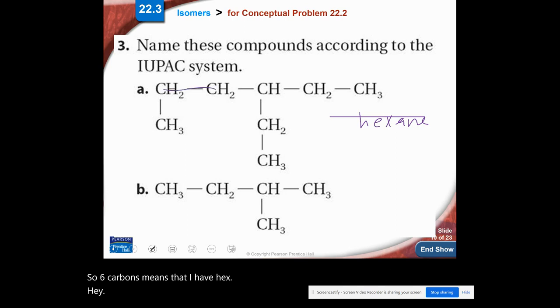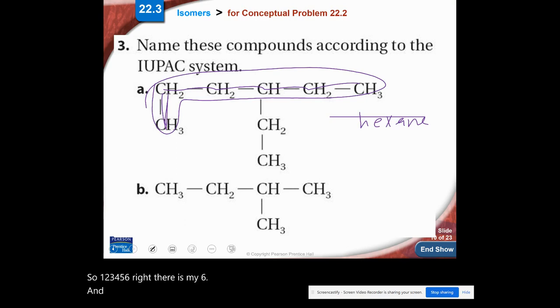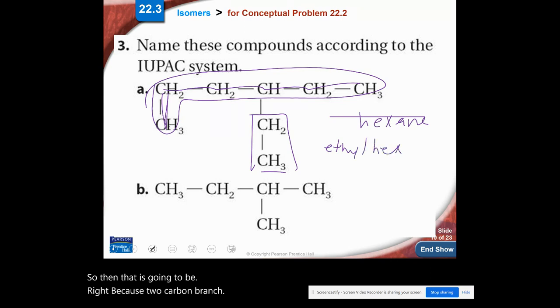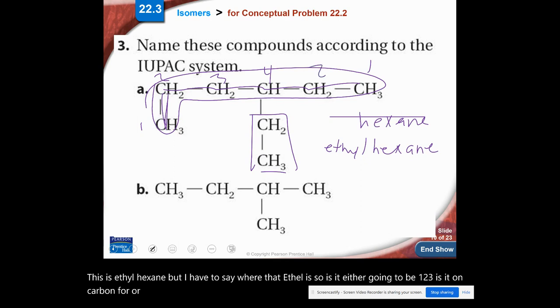So 1, 2, 3, 4, 5, 6. There's my 6. And I have a branch, and my branch has 2 carbons. So that is going to be ethyl, because it's a 2 carbon branch on a 6 carbon chain. This is ethyl hexane, but I have to say where that ethyl is. Is it on carbon 4 or carbon number 1, 2, 3? 3 is the smallest number, so it's 3-ethylhexane.